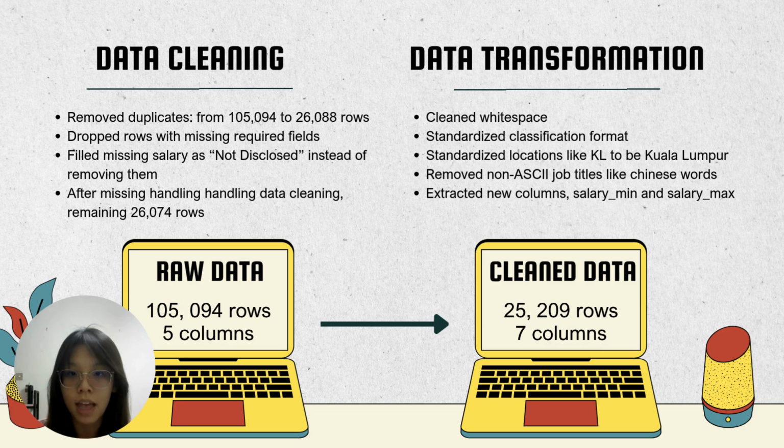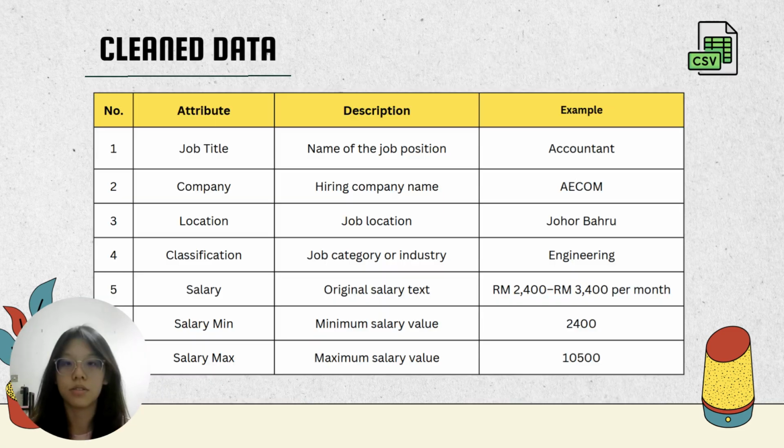After missing value handling, only 26,074 rows remained. Next, the data was transformed by cleaning extra white space, standardizing job classification and location, and removing job titles that contain non-ASCII characters like Chinese words. The salary text was also separated into two numerical columns, which were the minimum salary and the maximum salary. After all these pre-processing steps were finished, the final clean dataset contained only about 25,000 rows and 7 columns.